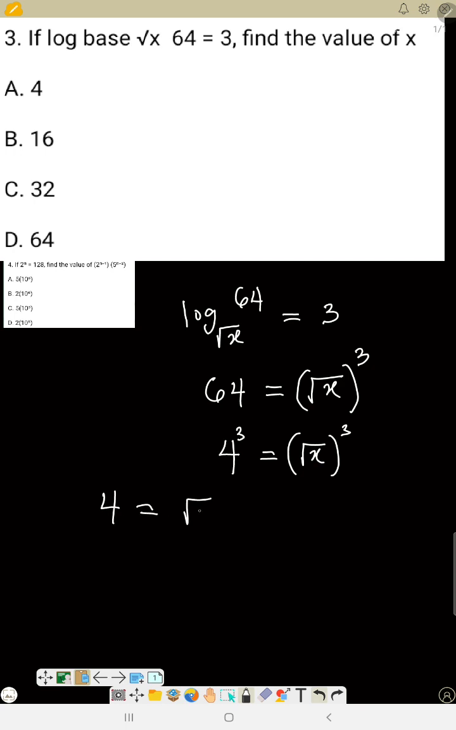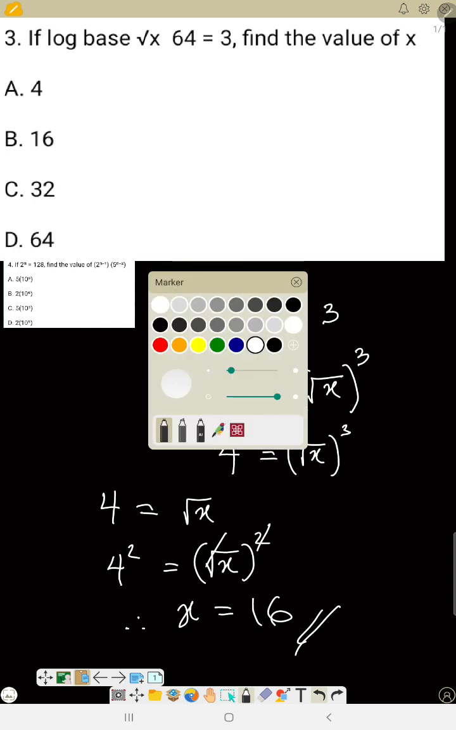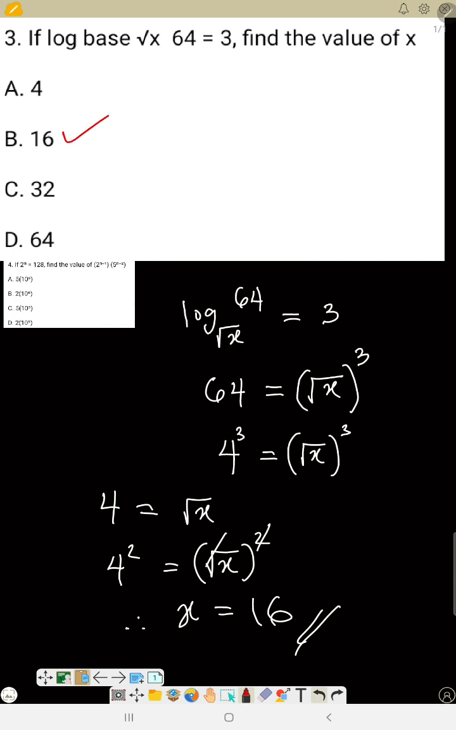That means 4 will be equals to root x. Since the powers are equal, the bases must be equal. So how can you remove the square root? You have to square both sides. So on squaring both sides, this square root will go. So that means x is equals to 16, because 4 squared is 16. So the correct answer is B.